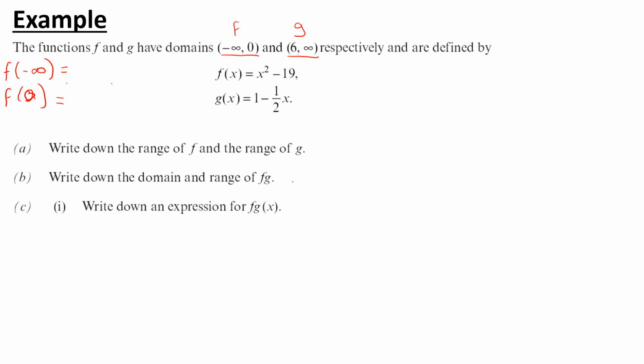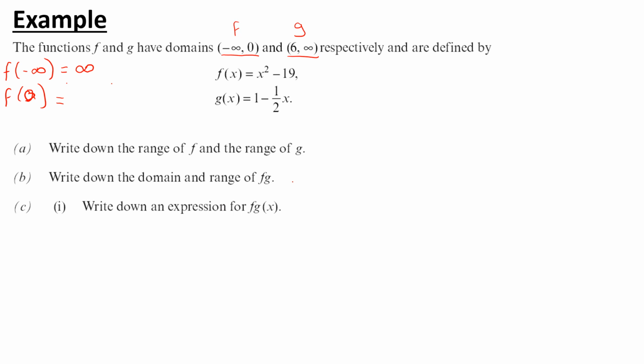Then if you subtracted 19 off it, because that number was infinitely big, subtracting 19 off it is not going to really change it very much, so it's still going to be infinitely big. So when I put minus infinity into the function, it's going to give me a number that's infinitely large.